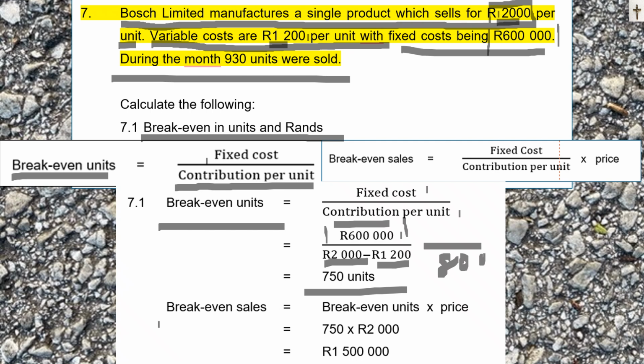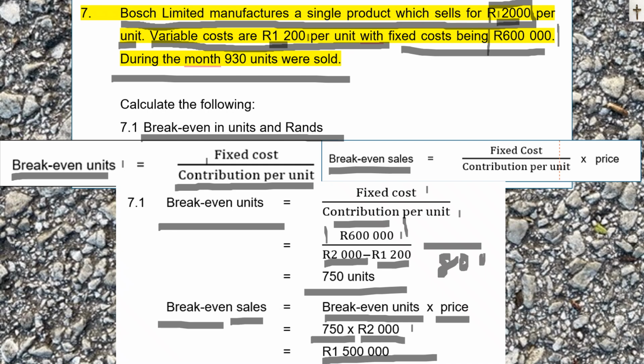Then the next part of this question was to calculate the break-even sales, and the break-even sales is the break-even units multiplied by the price. We've just calculated the units, 750, and the selling price is 2,000. So what is the break-even sales? 750 times 2,000 is 1.5 million. There we go. So we calculated the break-even units and the break-even sales.